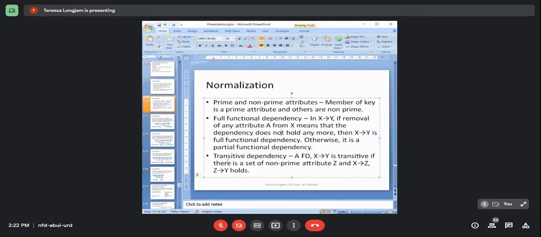The last one is transitive dependency. So what is this transitive dependency? We have a functional dependency X determines Y. It's transitive if there is a set of non-prime attributes Z, and X determines Z, Z determines Y holds. Then this functional dependency is a transitive dependency. That means if there is a set of attributes in the middle, and Y is depending on X because of this Z, then it is known as a transitive dependency. Okay.